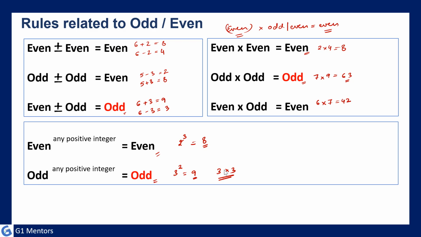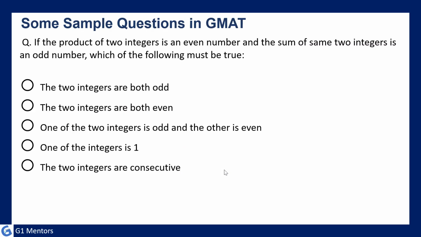However, the questions vary. So let's see a sample question. If the product of two integers is an even number and the sum of the same two integers is an odd number, which of the following must be true? So in odd and even number questions, there are two ways to solve them. One is simply by rules or simply by concepts.